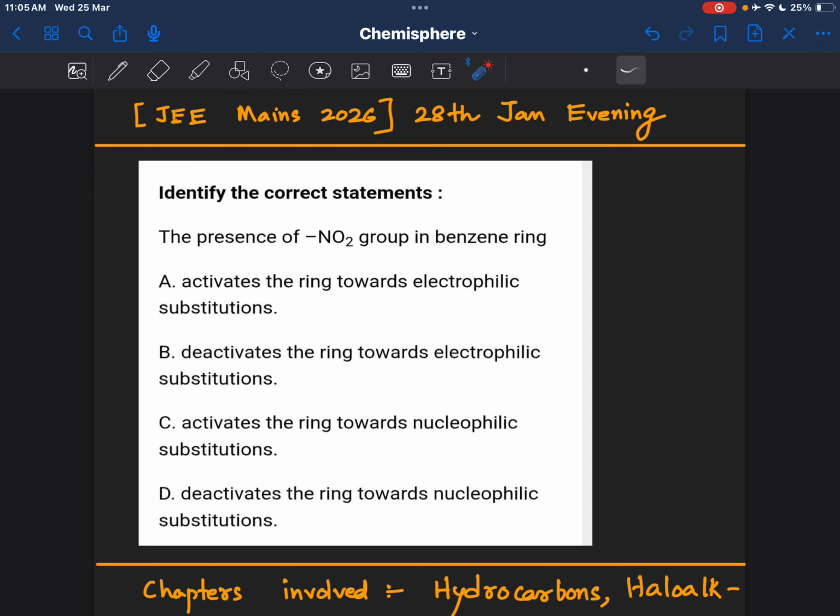Hello everyone. So this is a question from JEE Mains 2026, 28 Jan evening. Identify the correct statements. They have given us a few statements. The presence of NO2 group in benzene ring activates the ring towards electrophilic substitutions, deactivates the ring towards electrophilic substitutions, activates the ring towards nucleophilic substitutions, and deactivates the ring towards nucleophilic substitutions.